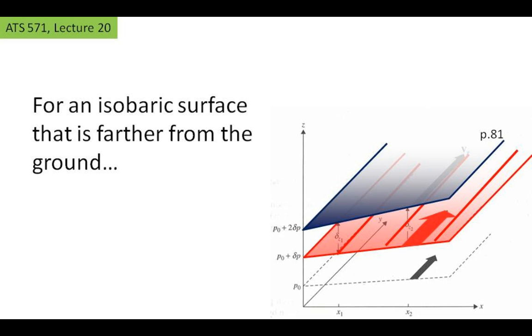Now we could pick another isobaric level, and I'll color it here blue. Maybe that blue one is 500 millibars. It's someplace higher above the ground anyway than that red level was. Your book shows it as being P naught plus 2 delta P, where delta P is apparently a negative number, but whatever.